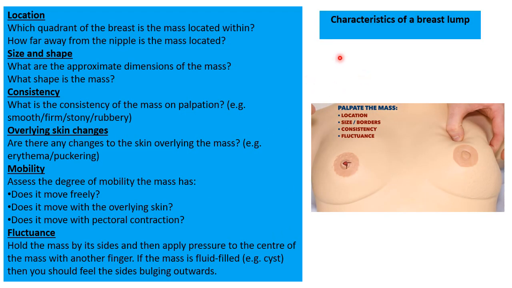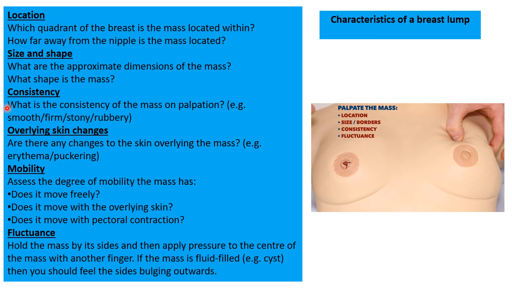Now, the characteristics of the lump are a very important feature to determine whether the lump is malignant or otherwise. The location of the lump, which I already mentioned, and how far it is from the nipple are very important. Which quadrant of the breast it is located in is also equally important. For the size and shape of the lump, note the approximate dimensions of the mass on palpation and the shape of the mass. Consistency is of utmost importance.